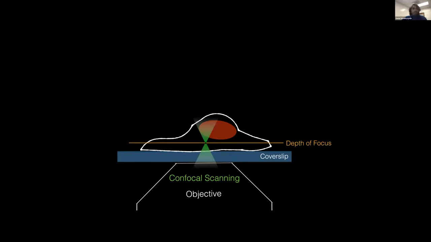Of course, you can multiplex this in a spinning disk context where you're collecting 2D optical sections by using a bunch of pinholes focusing the light. But again, notice that for every 2D optical section, you're basically illuminating the entire volume of the cell. So it's highly photon inefficient.